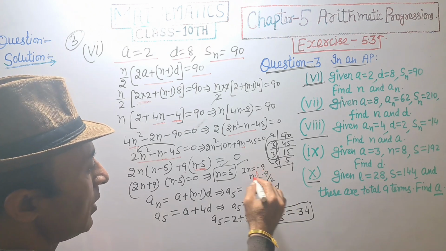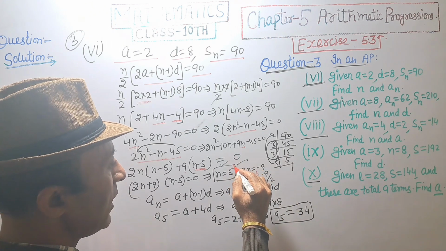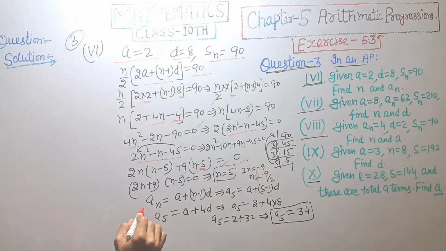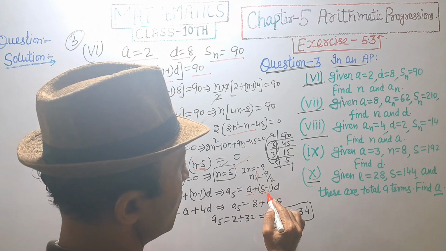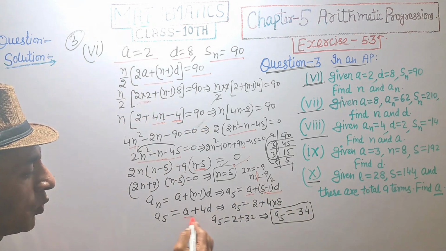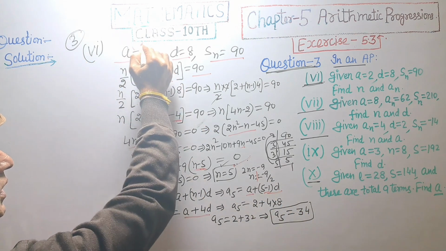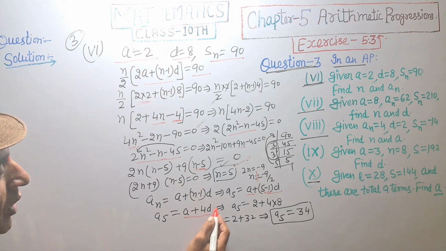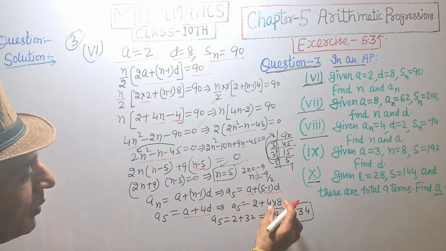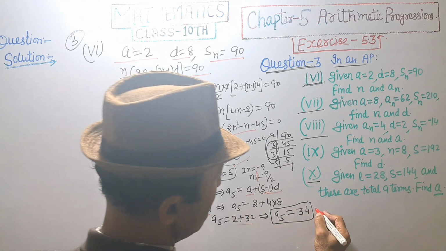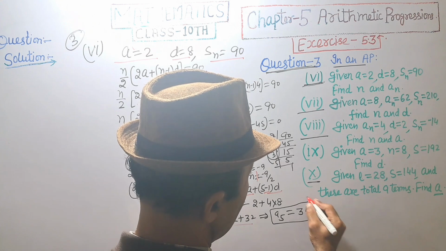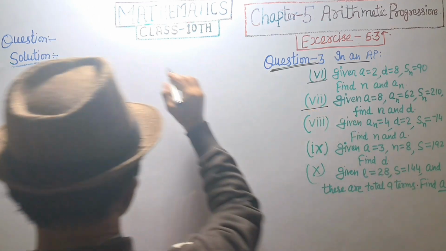Negative value neglected, but we get the value of n, that is equal to 5, and an is equal to a plus (n minus 1) into d. n is 5, we put n is equal to 5, a5 equal to a plus (5 minus 1) into d, that is a plus 4d, a equal to 2 plus 4 into d equal to 8, 8 4s are 32 plus 2, that is equal to 34. Answer.